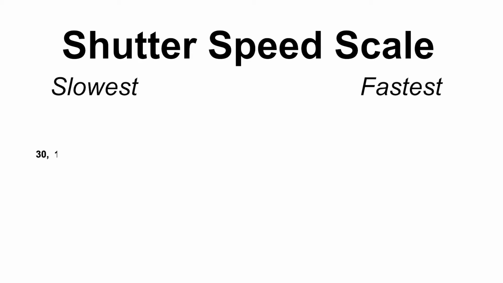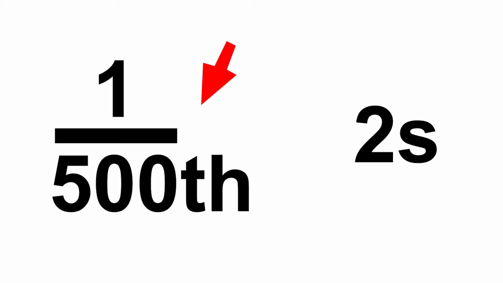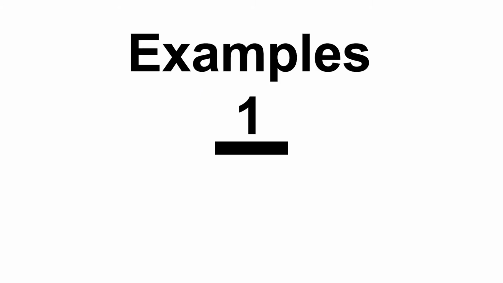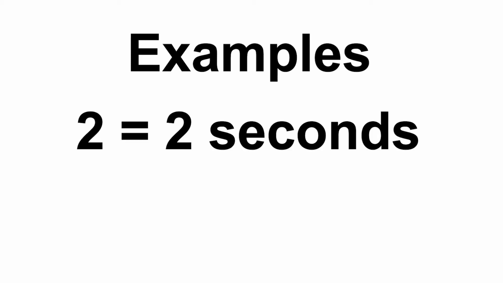30, 15, 8, 4, 2, 1, 1/2, 1/4, 1/8, 1/15, 1/30th, 1/60th, 1/125th, 1/250th, 1/500th, 1/1000th, 1/2000th, 1/4000th, and 1/8000th. That's all in fractions of a second or whole seconds. For example, 1/500 means 1/500th of a second, and just having a 2 means 2 seconds.